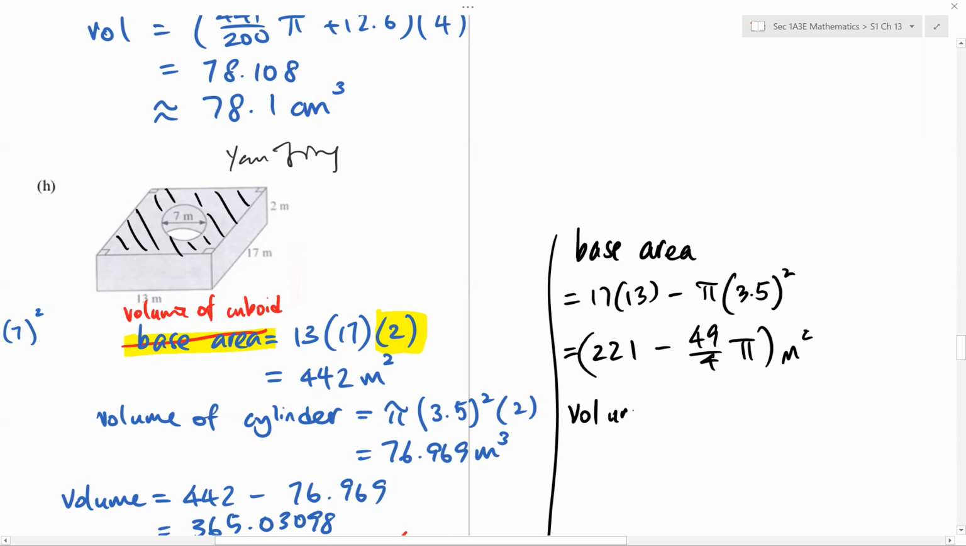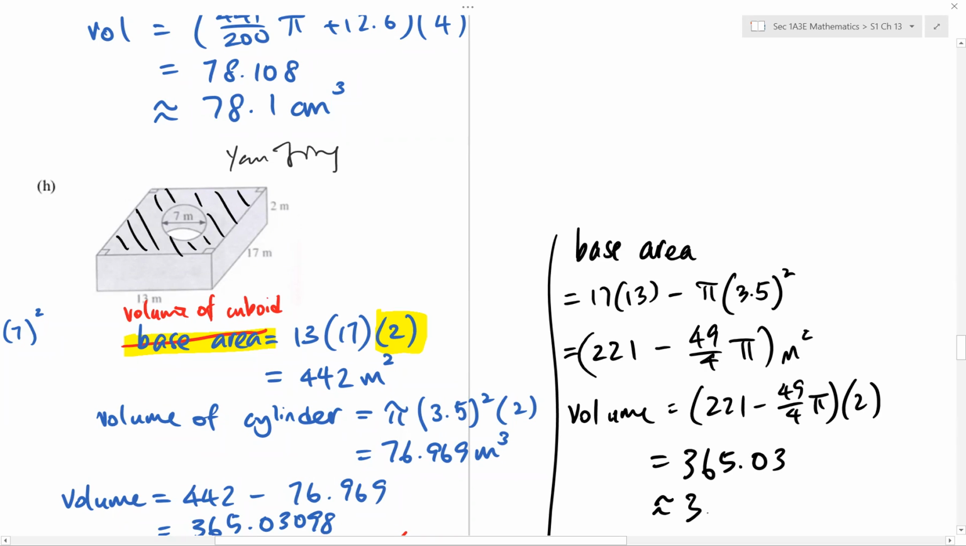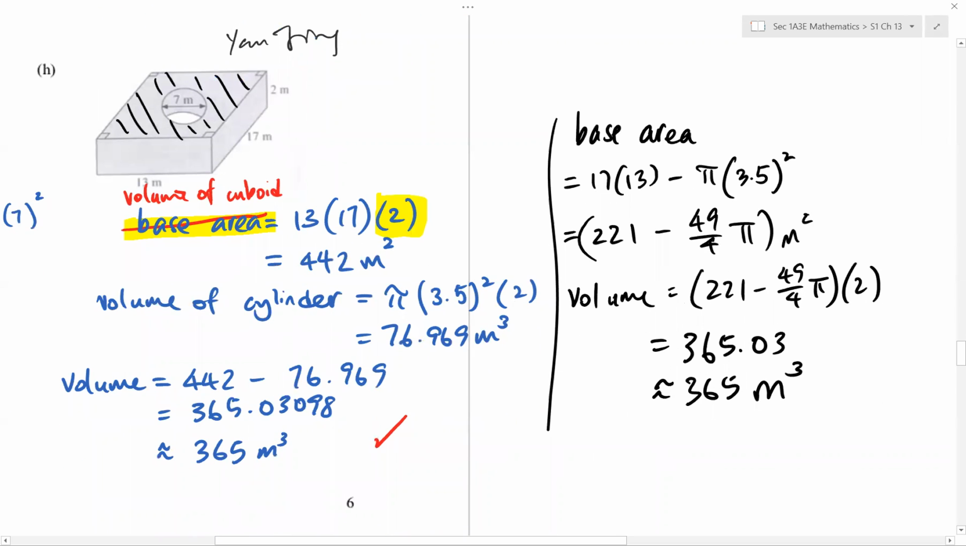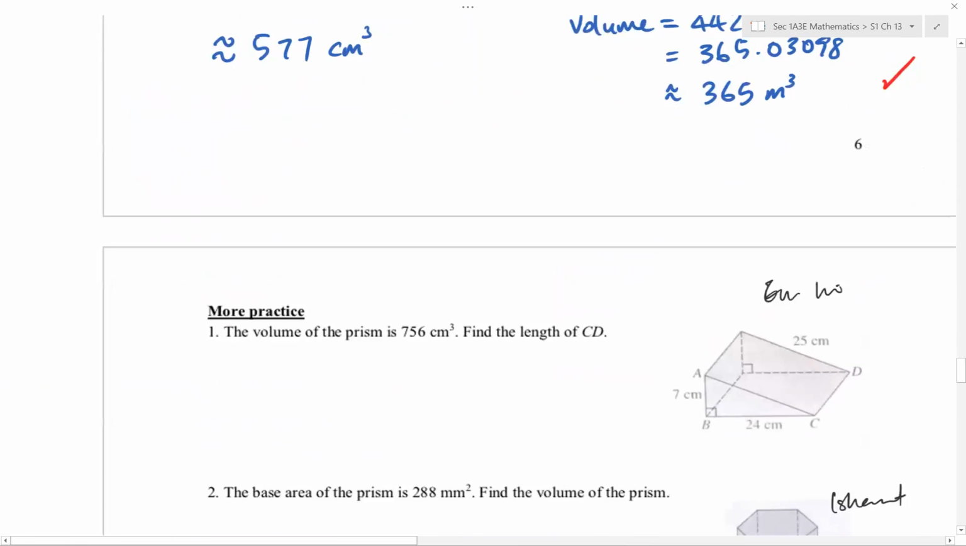Volume: 221 minus 49 over 4 pi, times 2. You get 365.03. Can? Just follow the format, you will be safe. And you can use it for the next set of notes. Next.